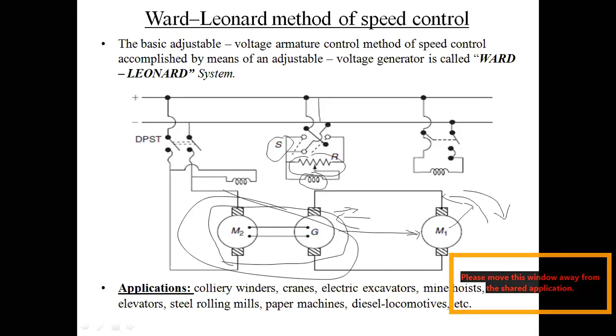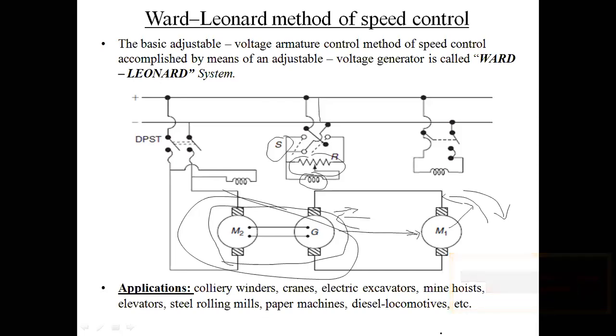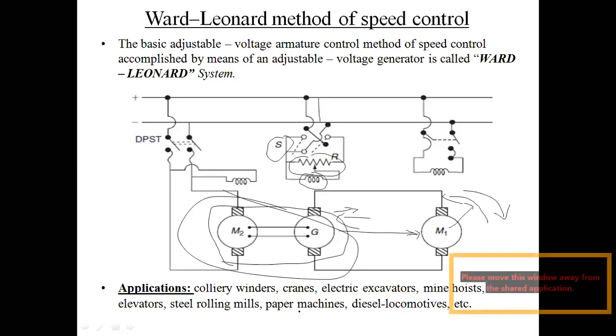That's why this system is mainly employed in applications like winders, cranes, electric excavators, rolling mills, paper machines, locomotives, steel mills, all these things, because there we need unlimited speed control in both directions.